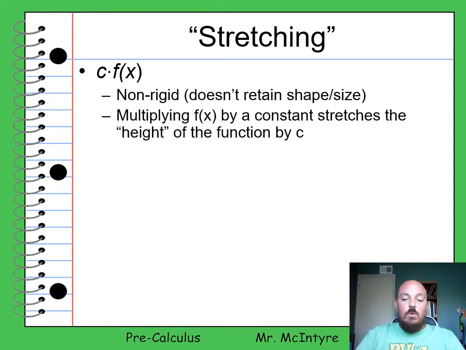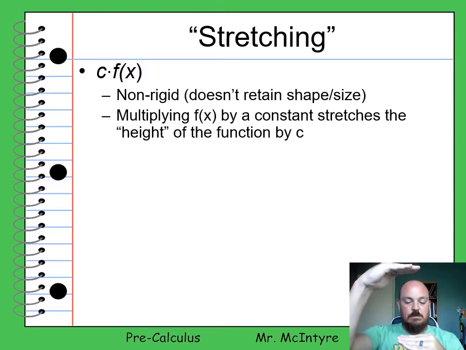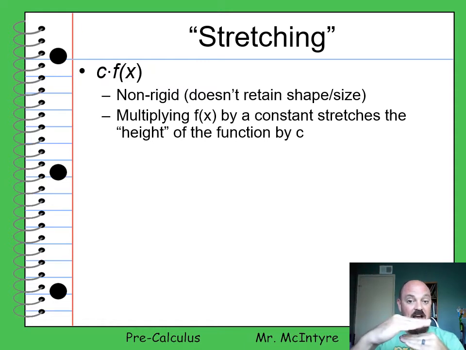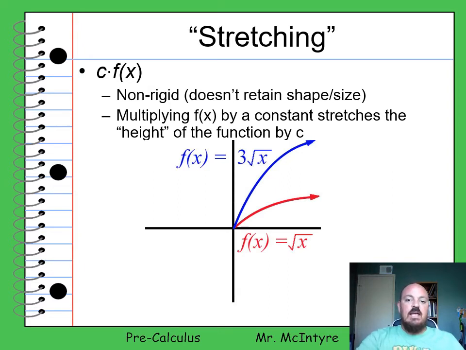So basically, what you're doing is you're changing the height of the function. If I have f of x and it's here, and I multiply it by 5, it makes it 5 times as tall. Or if I multiply it by 3, it's 3 times as tall. If I multiply it by 1/2, it's 1/2 as tall. It's actually not a stretch, it's more of squishing it or compressing it. But that's what you do, you're changing the height, and it is non-rigid.